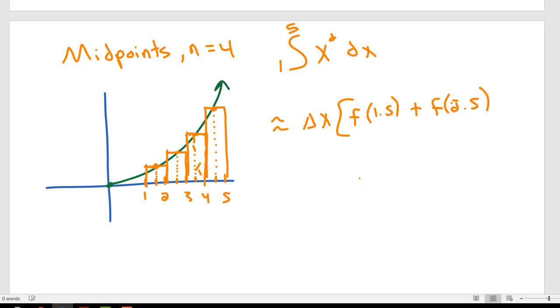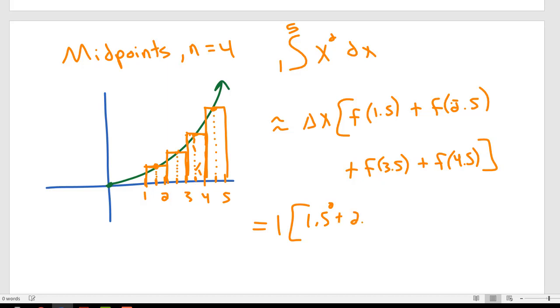F at 3.5, and then f at 4.5. So there's the height of every rectangle at the midpoints for each subdivision. So again, from 1 to 2, midpoint is 1.5. I come up, find the function value at that point, so on and so forth. So our delta x was 1 for this particular example. And then our function is y equals x squared.